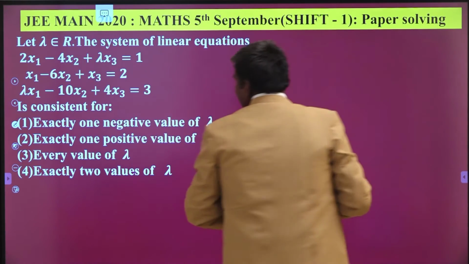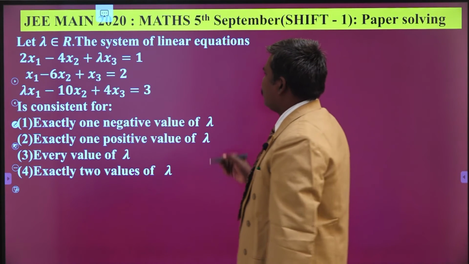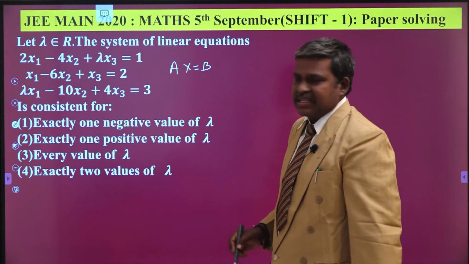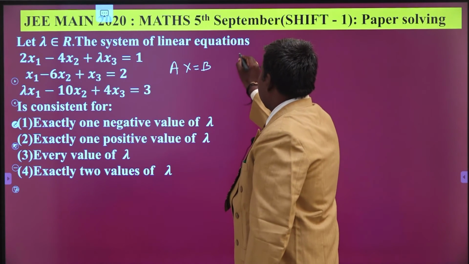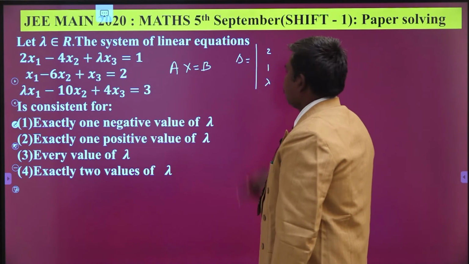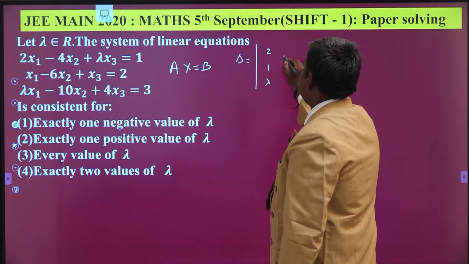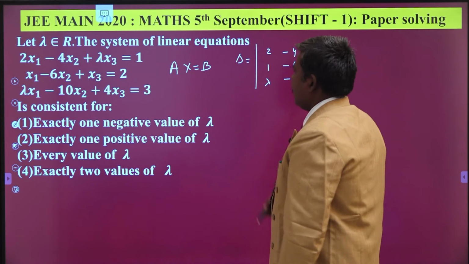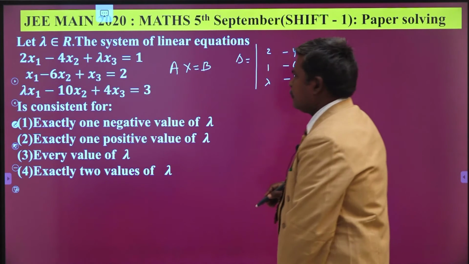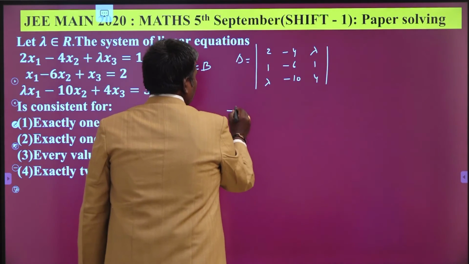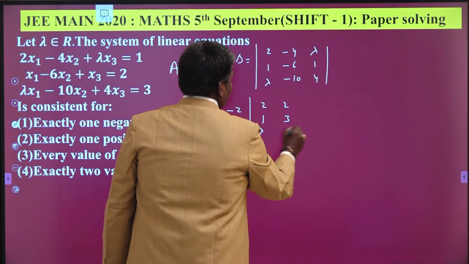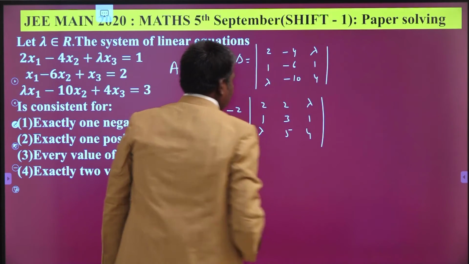Now, let us see. First of all, we find delta, that is the determinant of the coefficient matrix. This is the matrix equation AX equal to B. The corresponding matrix equation is in this manner. So delta is equal to what now? Determinant of 2, 1, lambda; minus 4, minus 6, minus 10; and lambda, 1, 4. Take minus 2 common. Minus 2 into the determinant 2, 1, lambda; 2, 3, 5; and lambda, 1, 4.